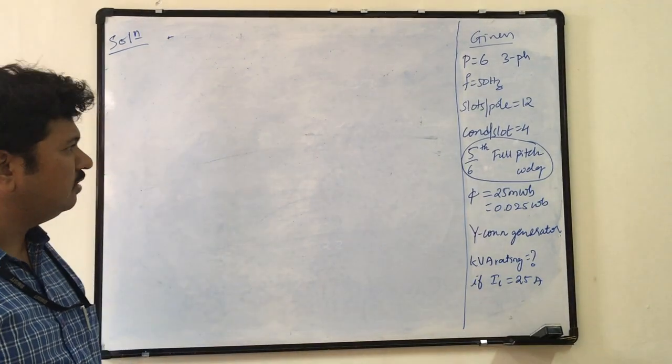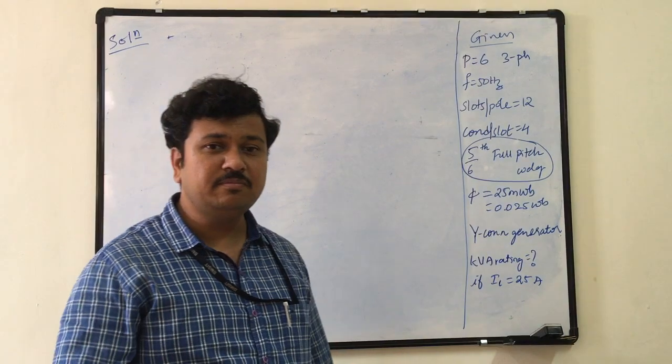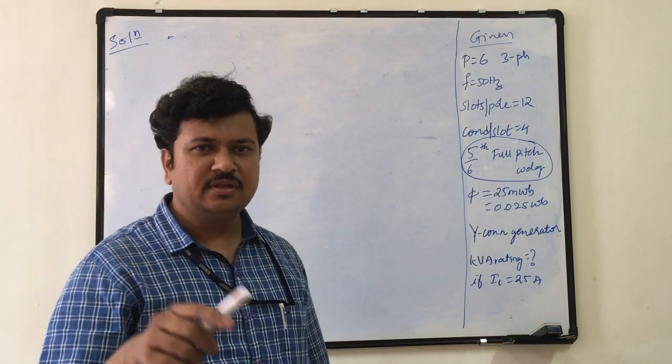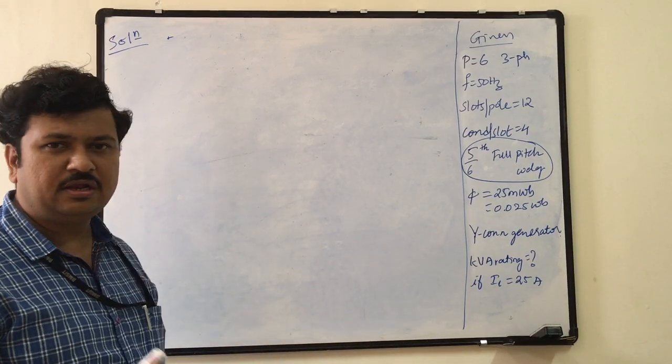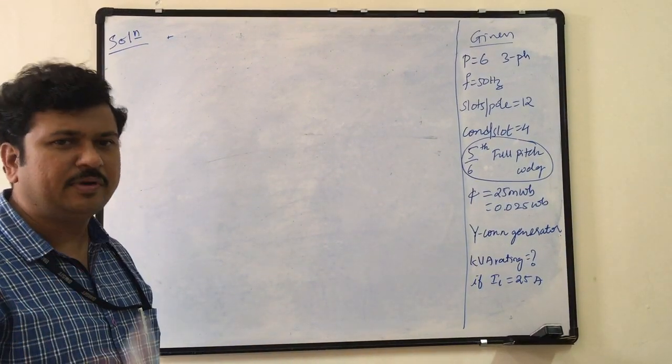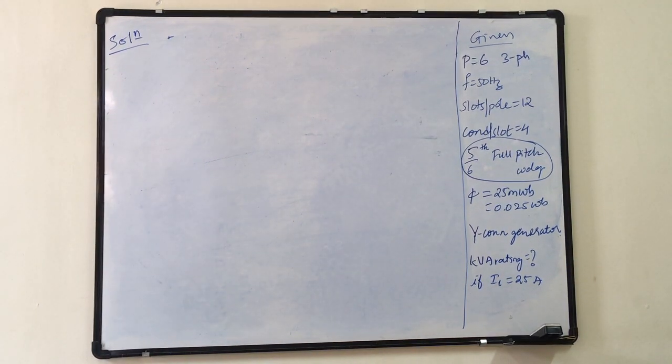It is not mentioned anywhere that we are using a distributed winding, but it is implicitly understood that every generator or alternator is always connected in its armature with a distributed winding only. So never ever take distribution factor equal to 1. You have to find it, you have to calculate it. How to find it? We will look into the things.